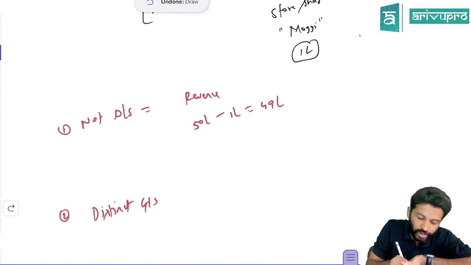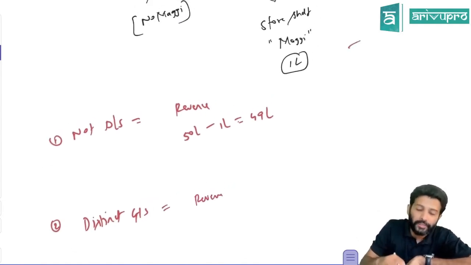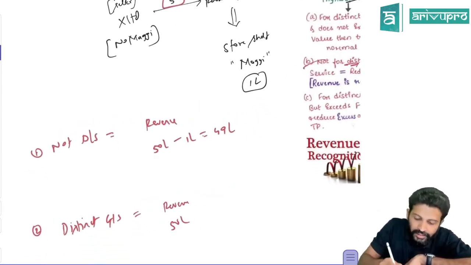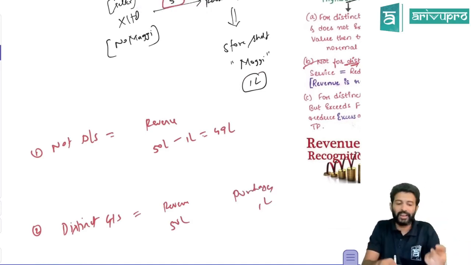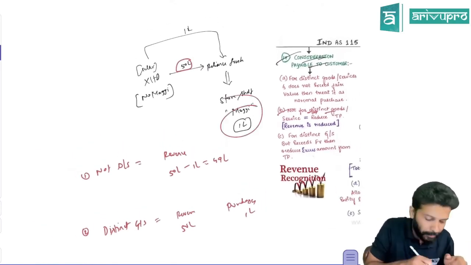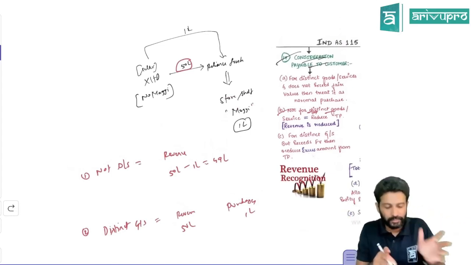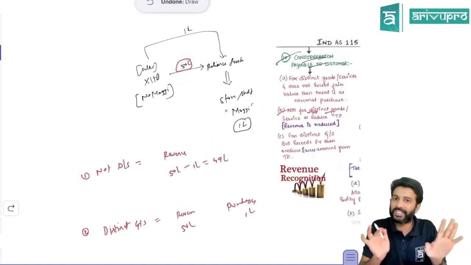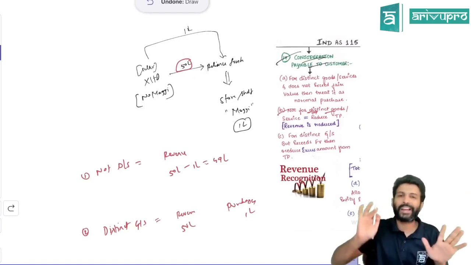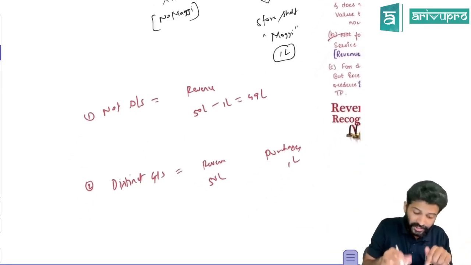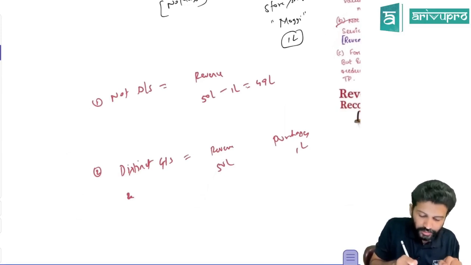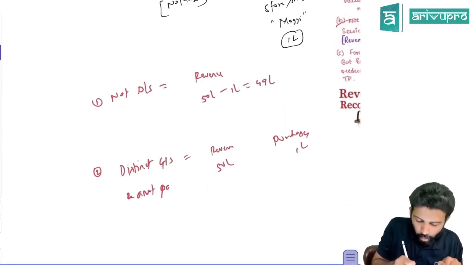If it is for distinct goods or service, then X Limited, sir, will book a revenue of 50 lakh separately, and this 1 lakh, whatever they paid, they'll book it as purchases. X Limited will treat this as having purchased Maggie product worth 1 lakh rupees. They will not adjust the revenue. So revenue of 50 lakh, and 1 lakh will be shown as separate purchases. You will do this if it is for distinct goods or service and the amount paid does not exceed fair value.